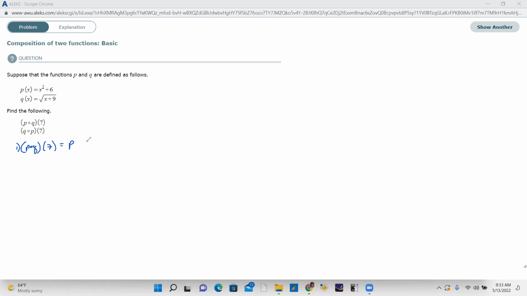So that means p of q of 7. And q of 7 is the square root of 16, which is 4. So that's p of 4. And then put the 4 into p.